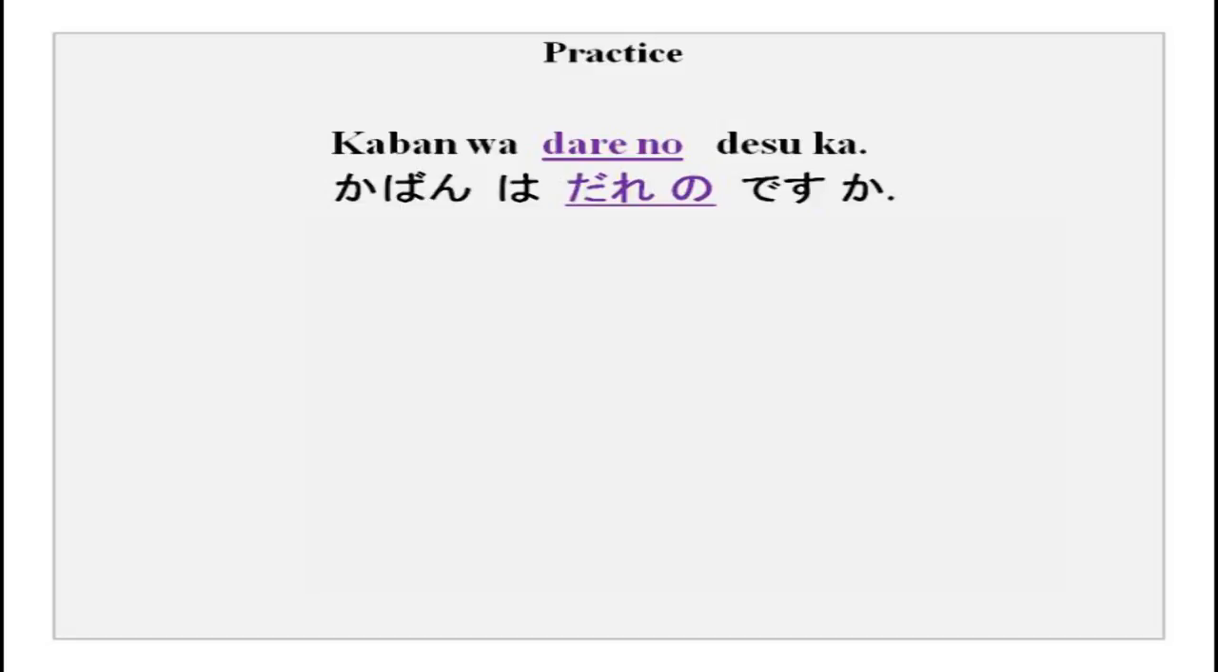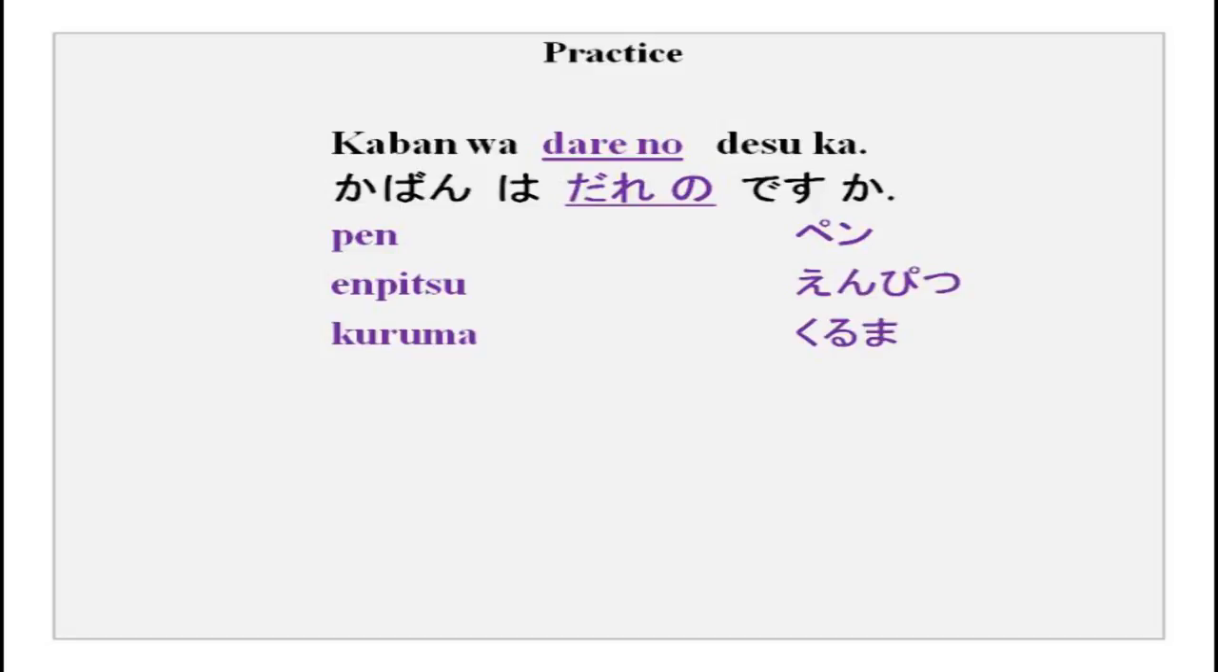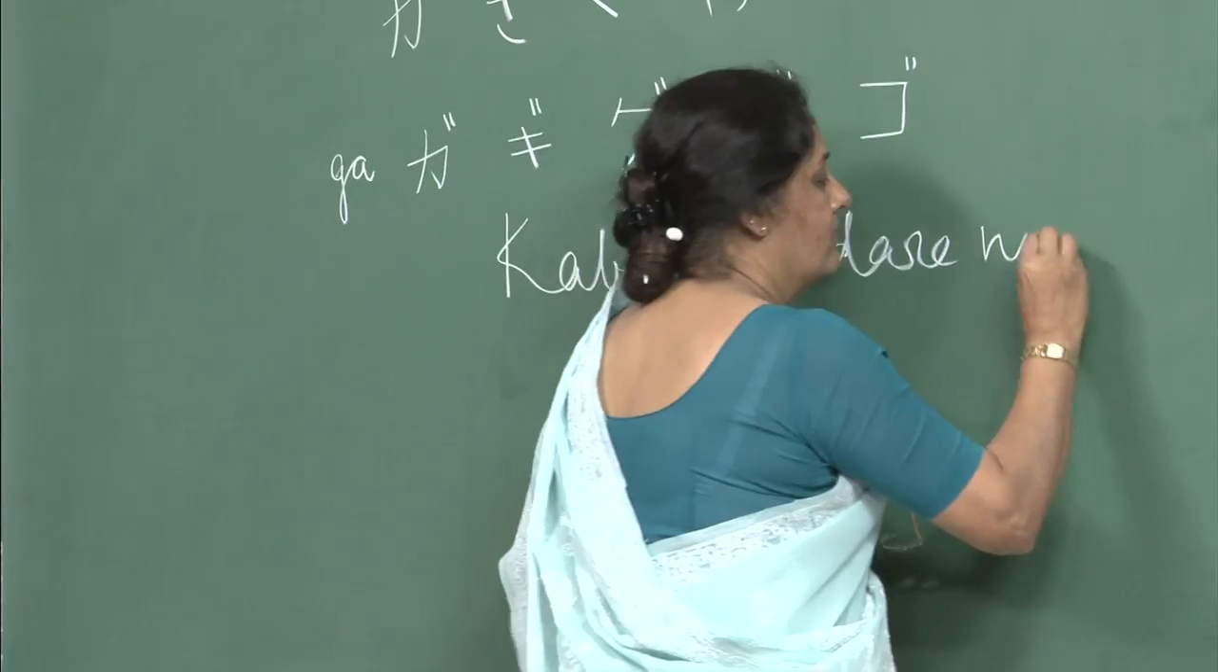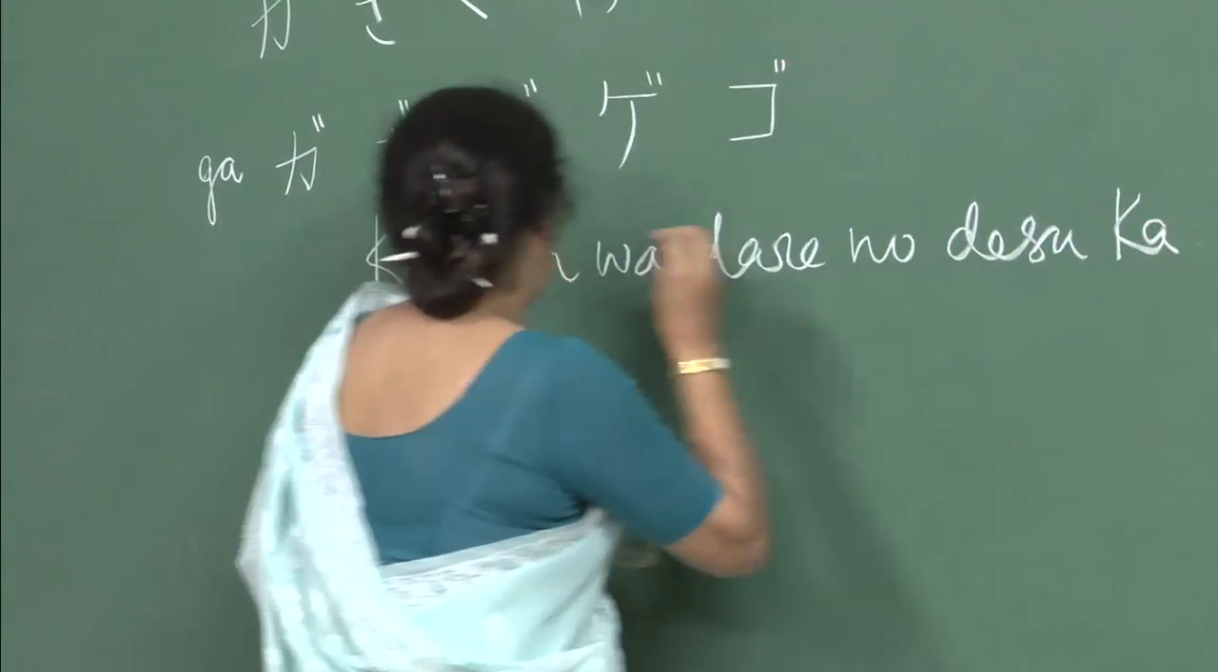For example, pen, enpitsu, kuruma, kamera, saifu, kagi. So, you can put any of these in place of kaban. I will just show it to you.